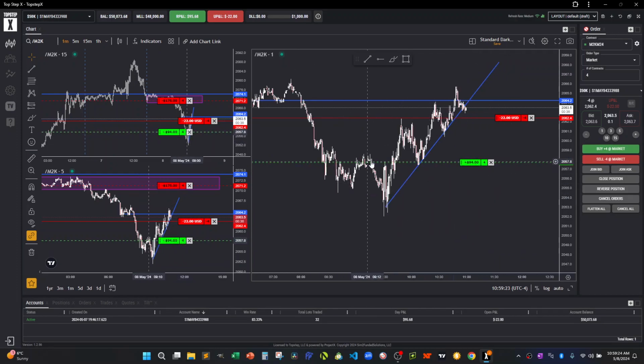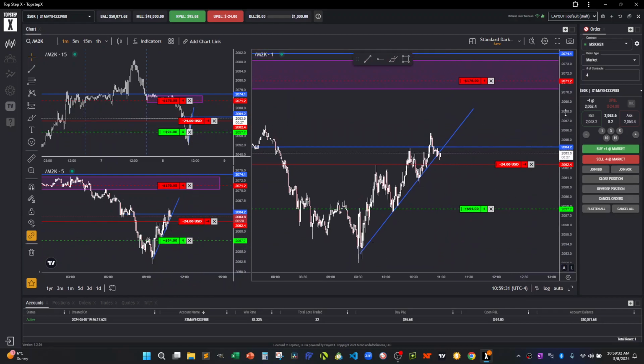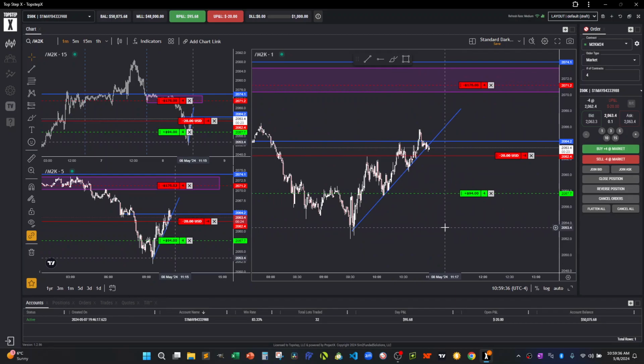Because look, lots and lots of touches. So it's very likely if it does come back, it's probably going to stop or come near here. So we'll see if that actually happens, and that'll actually finish out the video. But I mean, that's the whole strategy.